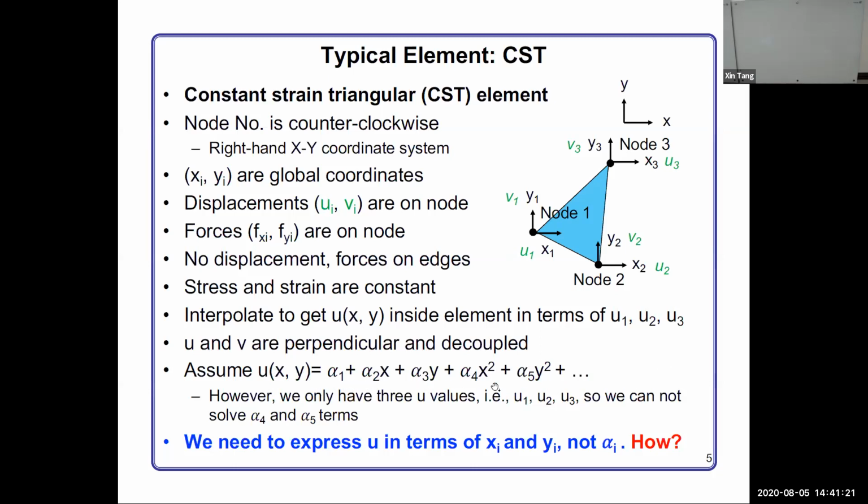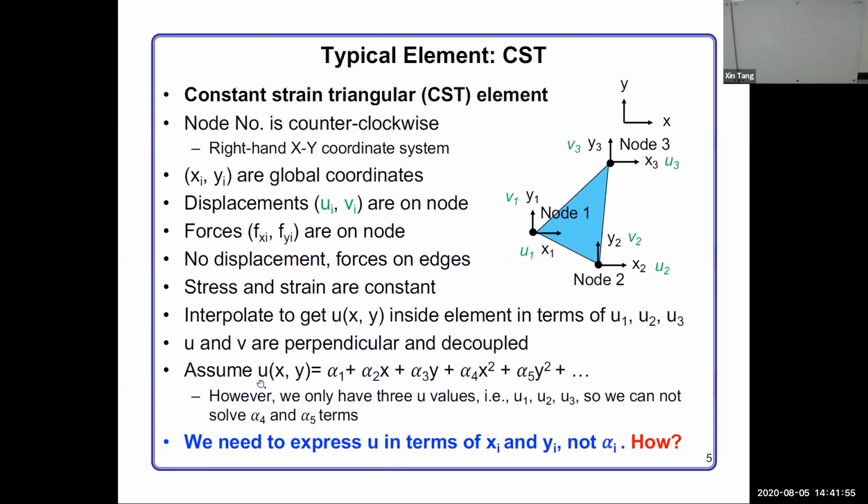Now, when we write it in terms of the polynomial equations, we want to solve those constants alpha 1, alpha 2, alpha 3 based on the displacements u1, v1, u2, v2, u3, v3. Of course, here we talk about the u displacement, so we only use u1, u2, u3. We will not use v1, v2, v3 because they are perpendicular to each other. As I said, they are decoupled.